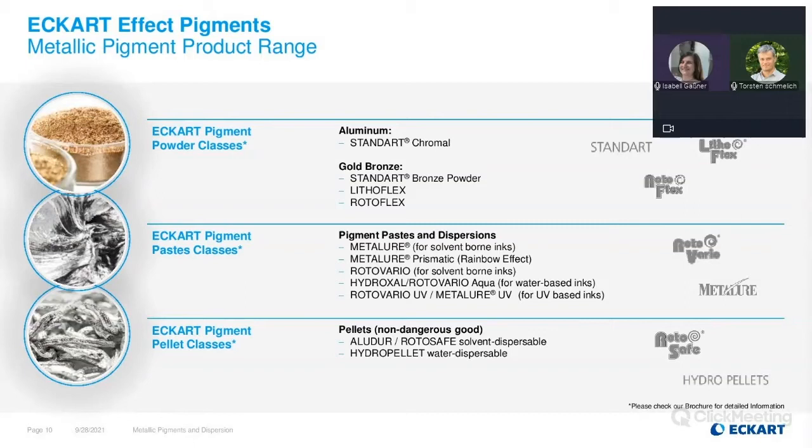We have also a class of palette pigments. Aludur and Rotosafe are solvent-based grades, which means they are dispersible in solvents only, and Hydropalette is the water-dispersible solution. The advantages here are that they are dust-free and don't contain any solvent. That means they are not registered as dangerous goods and can be easily handled and easily incorporated into the ink and varnish systems.